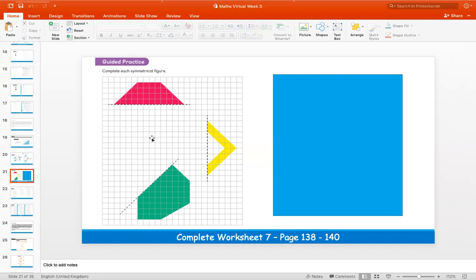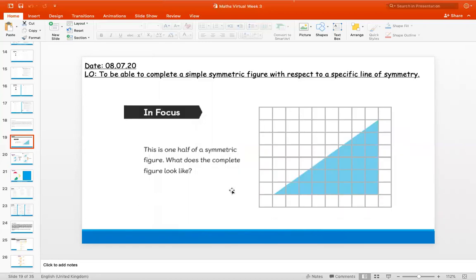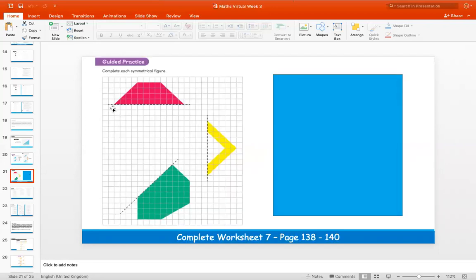However, if you look at this picture here and you compare it to our in focus, I'll just go back. Can you see the line of symmetry on our in focus? No, that's why it's very important that they give you the line of symmetry like they have done in the guided practice. So where the line of symmetry is given, you need to work out the points, go back to the center, and you need to draw your endpoints so that it helps you complete the symmetrical figure accurately.